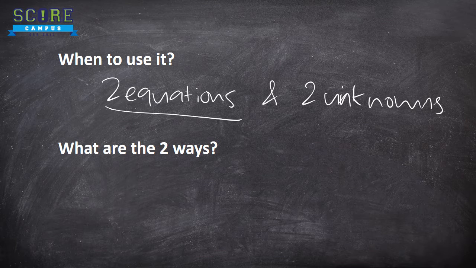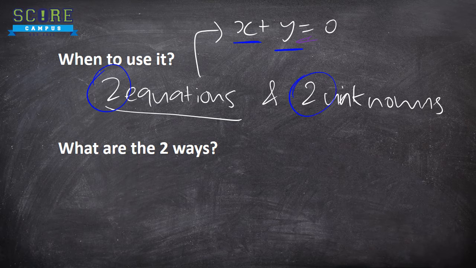Okay, what is an equation? For example, x plus y equals to 0. When you have this equal sign, that means it's an equation. What is an unknown? Your x and y, these are your unknowns. So when you have two equations and two unknowns, you know that you need to use simultaneous equation.